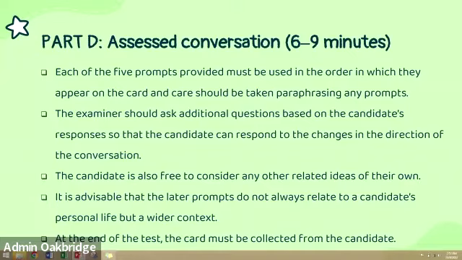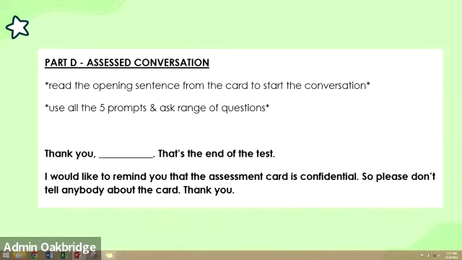Okay? And at the end of the test, the card must be collected from the candidate. Okay, so once the whole thing is over, the card will be taken away from you because you're not allowed to bring it back home. It's confidential. Okay, so this is how part D's procedure will look. The teacher or the examiner will read the opening sentence and then they'll start the conversation. They will use the 5 prompts and ask a range of questions. And then, of course, they will thank you and say that it's the end of the test. And of course, please remember, it's confidential. You are not allowed to discuss what you have shared during the speaking test with any other person outside the room.